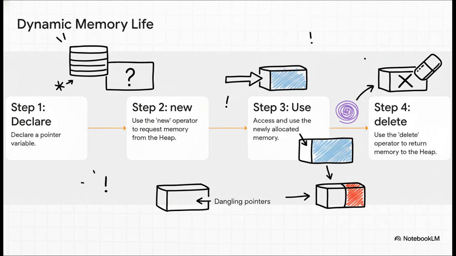So, how do we use this awesome power on the heap? Well, there's a 4-step life cycle, a set of rules that you absolutely have to follow every single time. First, you declare your pointer, your address book. Then you use new to ask for some memory. You use that memory, and then, and this is the crucial part, you have to use delete to give it back.